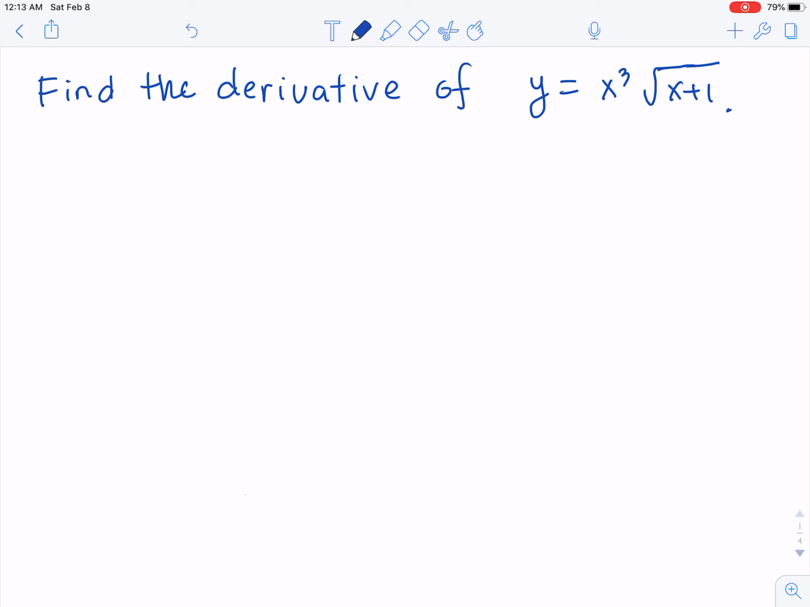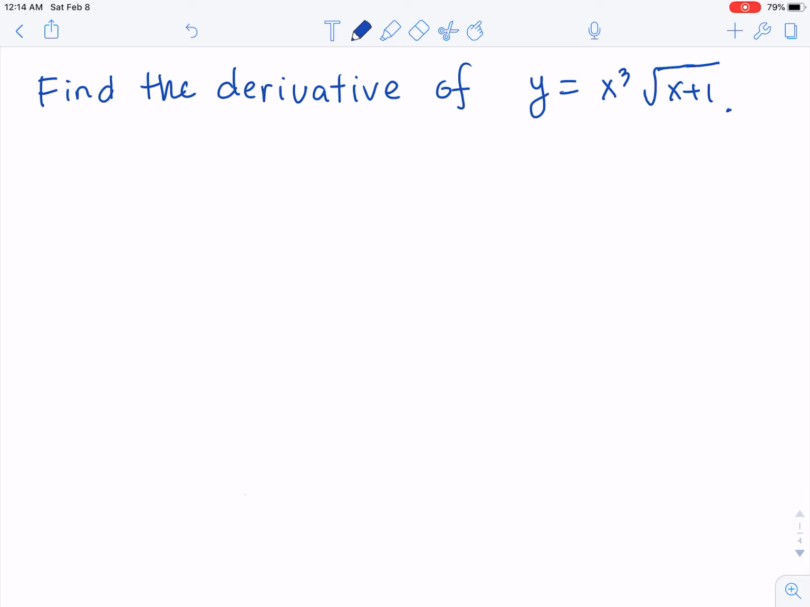Ginagamit yung product rule pag meron kang products of two different expressions. Two or more in fact, pero hanggang two expressions lang tayo. Pag hindi mo siya kayang i-combine, then the two expressions are pwede mong gamitan ng product rule.